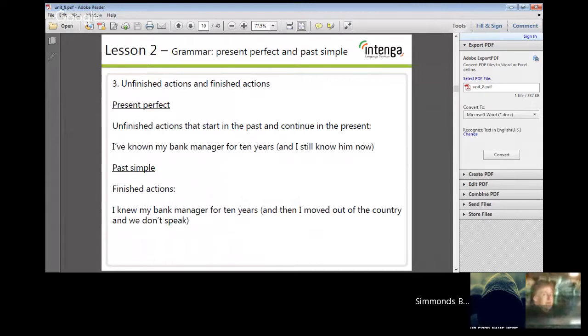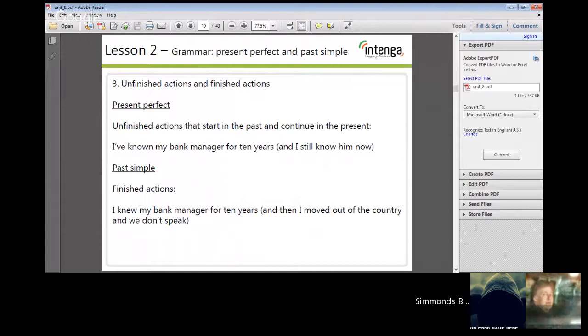Okay, doesn't look like it. And then the finished actions, like I said, when we use yesterday, last year, a couple days ago, something like that, the action's finished because that time period has finished. So I knew my bank manager for 10 years. Now, maybe you didn't leave the country, but maybe you just changed jobs, for example. So that's another difference in the context. For example, I knew my bank manager for 10 years, then I moved to a different company. Okay. Any questions with this?